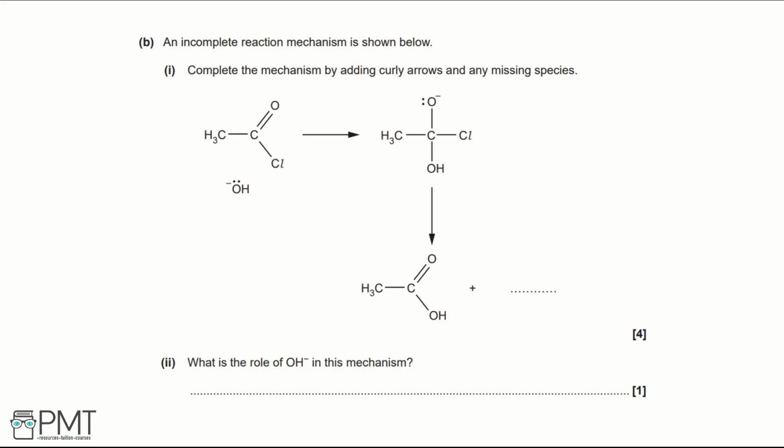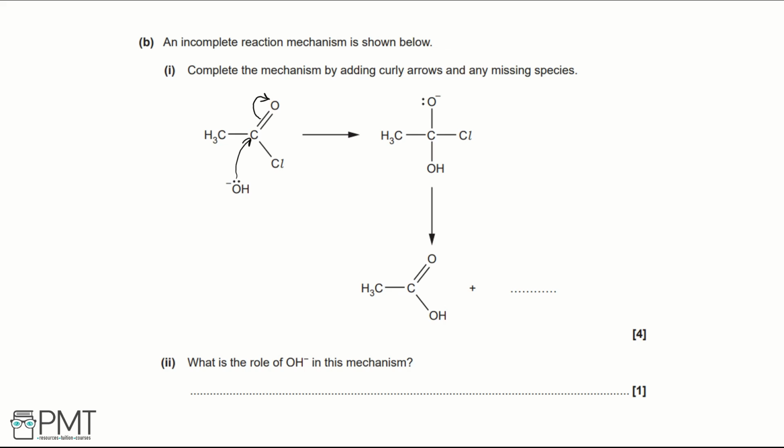So drawing curly arrows to reflect this, we would have a curly arrow from the centre of the lone pair on the OH to our carbon. This would bond it to the carbon. And then we would have a curly arrow from the carbon double bond oxygen to the oxygen, and this would produce our O minus charge.